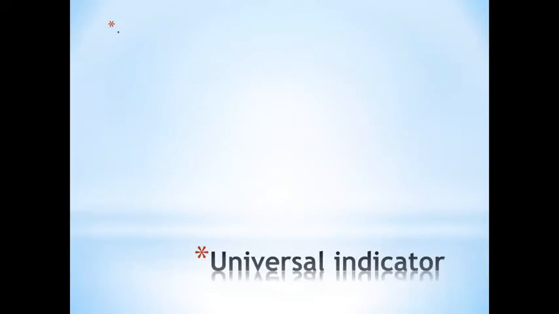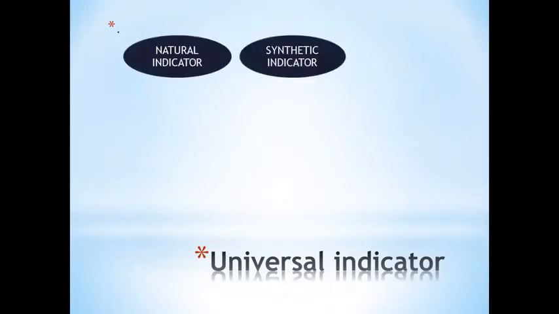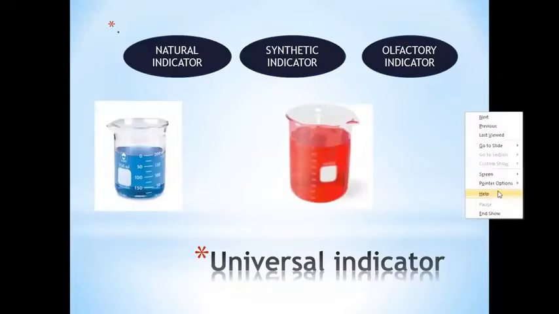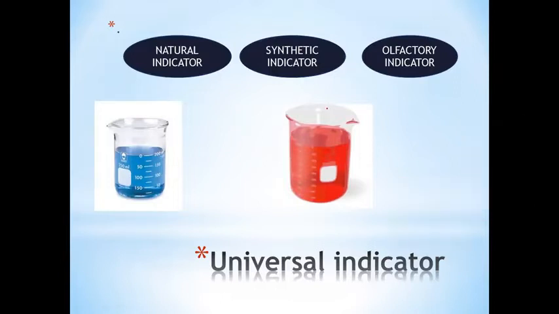First of all, why do we need universal indicator when we already have natural indicator, synthetic indicator and olfactory indicator? To understand this, let's take two solutions A and B. One is acidic, other is basic. You can test it by using natural indicator or synthetic indicator.